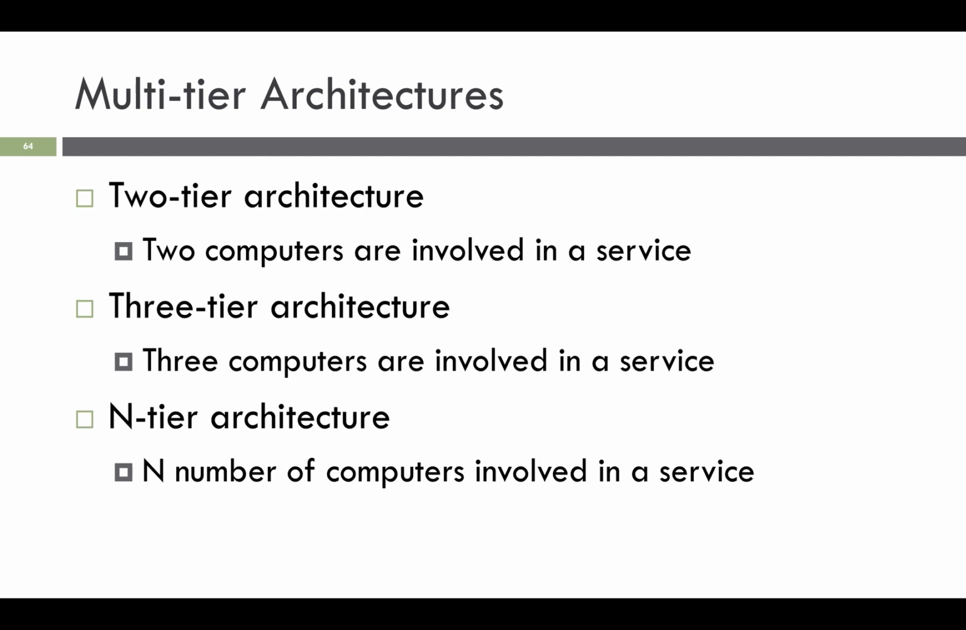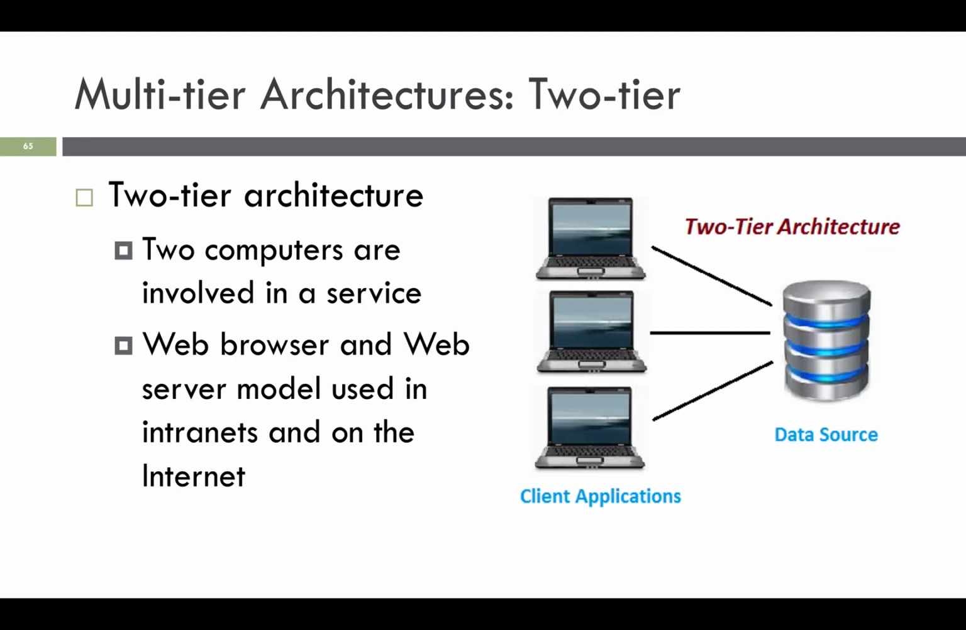There are three primary kinds of multi-tier architecture. A tier specifies a level or depth. N-tier is used to describe any system greater than 3 tiers. Two-tier architecture is a simplistic form of a client-server model, where two computers are involved in a service. As we discussed, an example is a web server and the web browser.